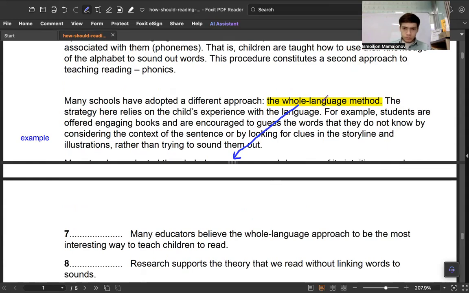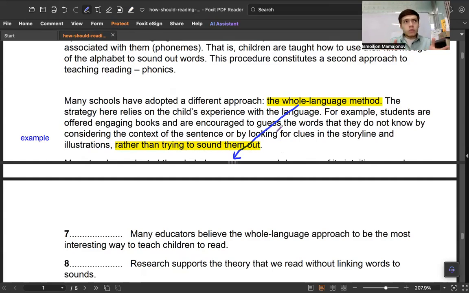For example, students are offered engaging books. Guess the word that they do not know by considering the context sentence, by looking at the clues in the storyline, rather than trying to sound them. So it's saying the exact opposite. It says rather than try to sound them. You don't sound those things. This is paragraph B.